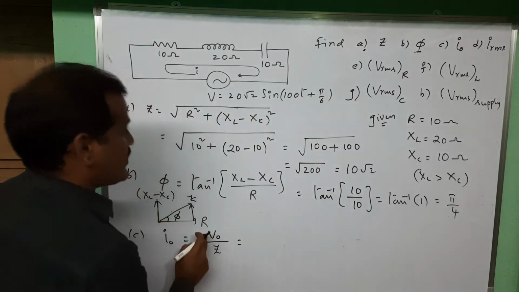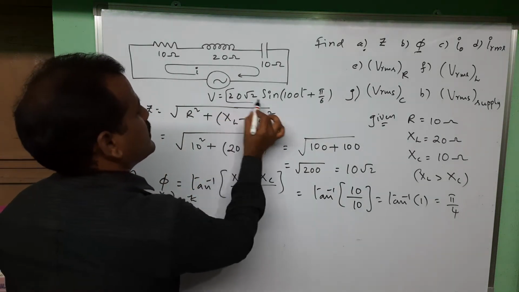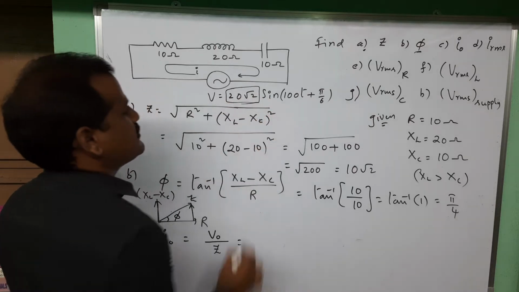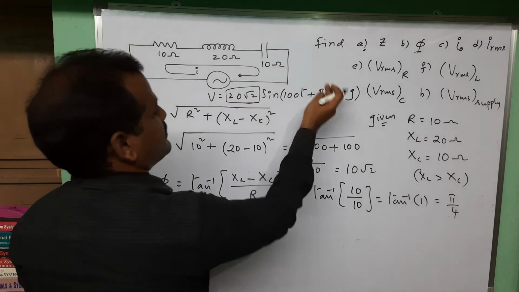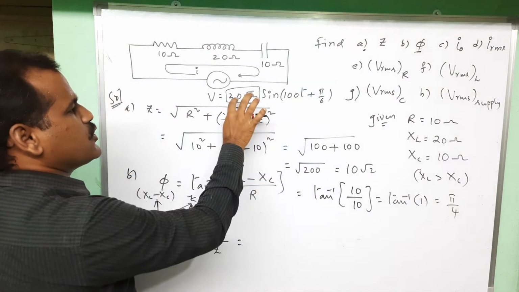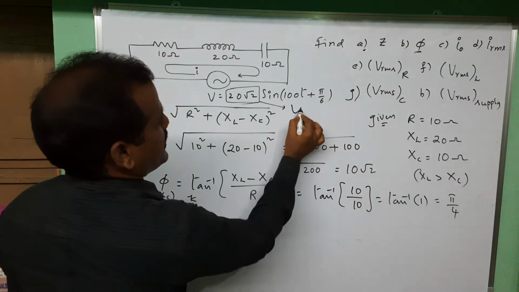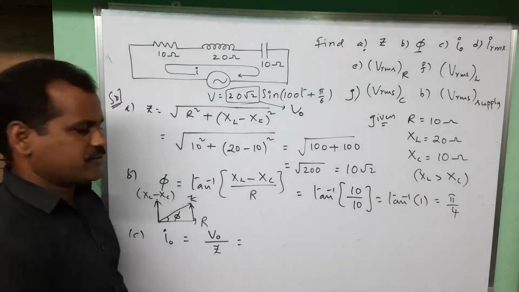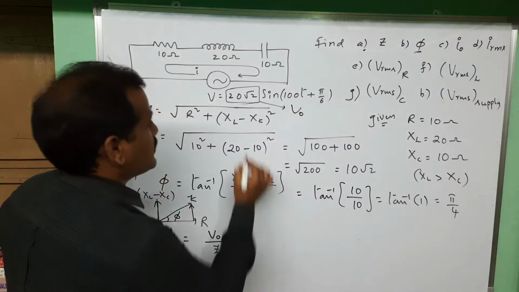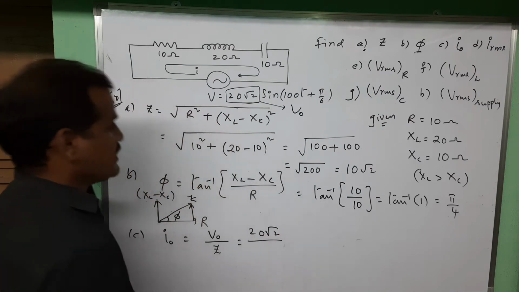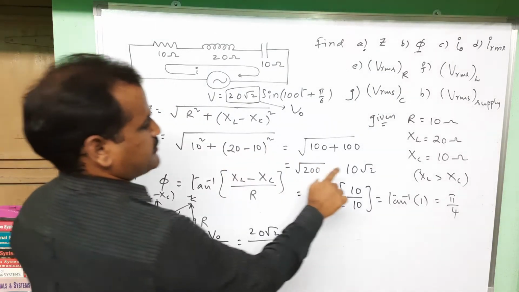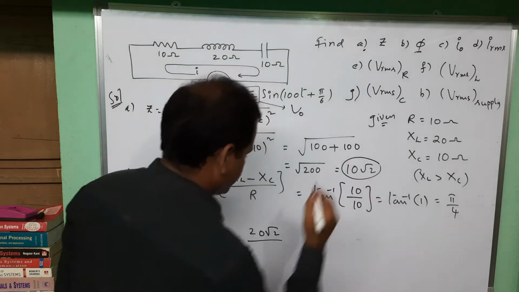Fine. The V naught value is, in the given problem, V equal to V naught sin omega t plus something. So 20 root 2 gives the peak value of the supply voltage. So V naught divided by Z is 20 root 2 divided by, and the Z value we are getting is 10 root 2.